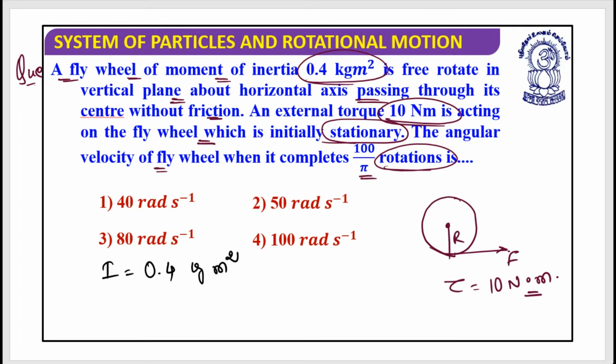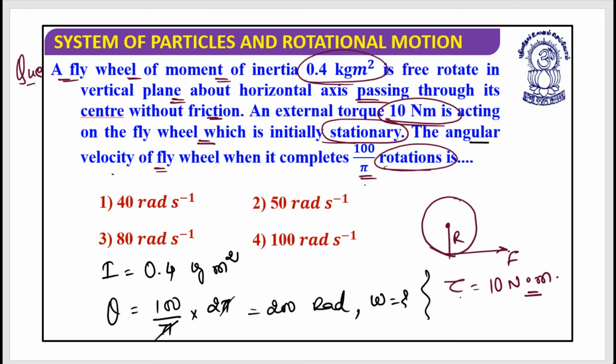So I is given, torque is given, and it completes 100 by pi rotations, so theta is 100 by pi. One rotation is 2 pi, so it's 100 by pi into 2 pi, which equals 200 radian. What do you require? You require the angular velocity, that means omega is required. So this is all that is given, and omega is required. How will you do this?